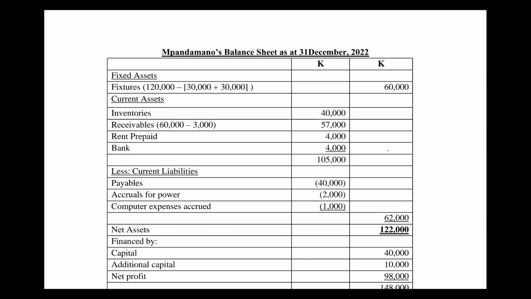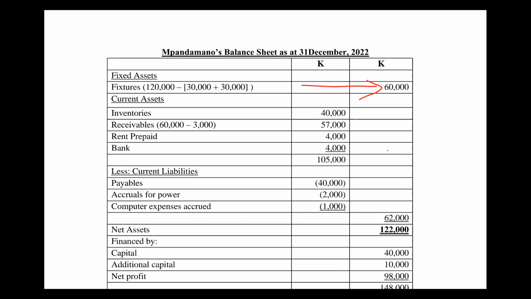So you subtract this 60,000 from this 120, and you have this 60. 120 minus 60,000, you have that as total fixtures. Then we never had the other fixed assets. We can still have other fixed assets, such as buildings, the premises, land, all those things, which should be added under fixed assets.